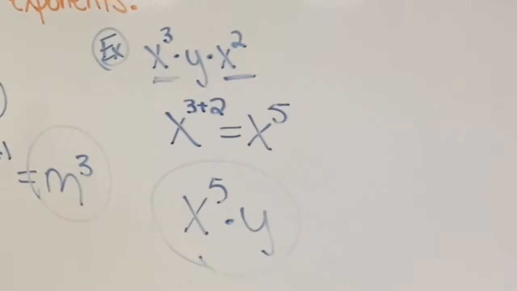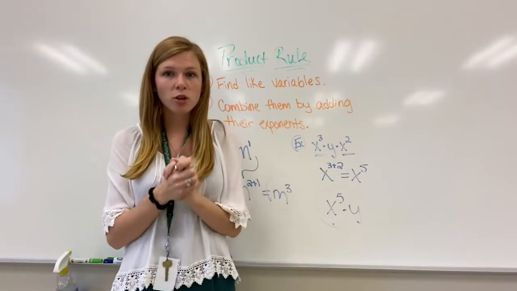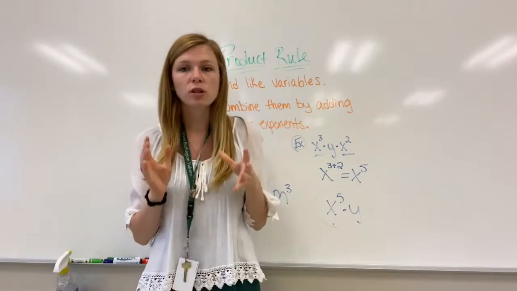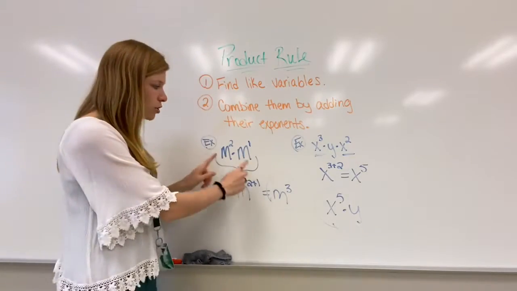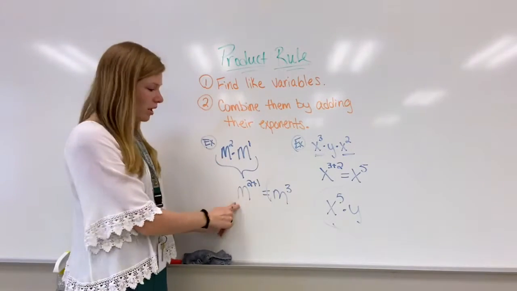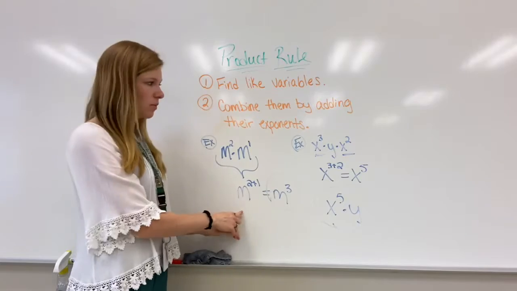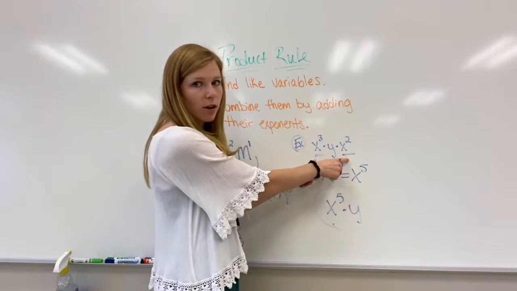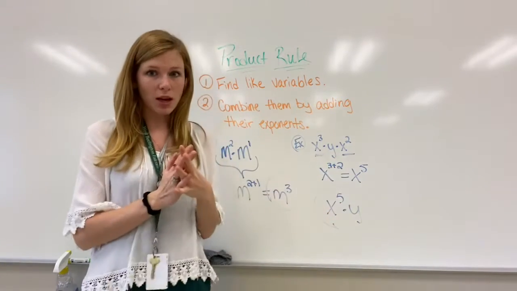My final answer is x to the 5th times y. So in order to do the product rule, remember, look for those like variables. The 2 m's were a like variable. I ended up with 1 m when I combined them. The 2 x's were a like variable. I ended up with 1x because I combined them.